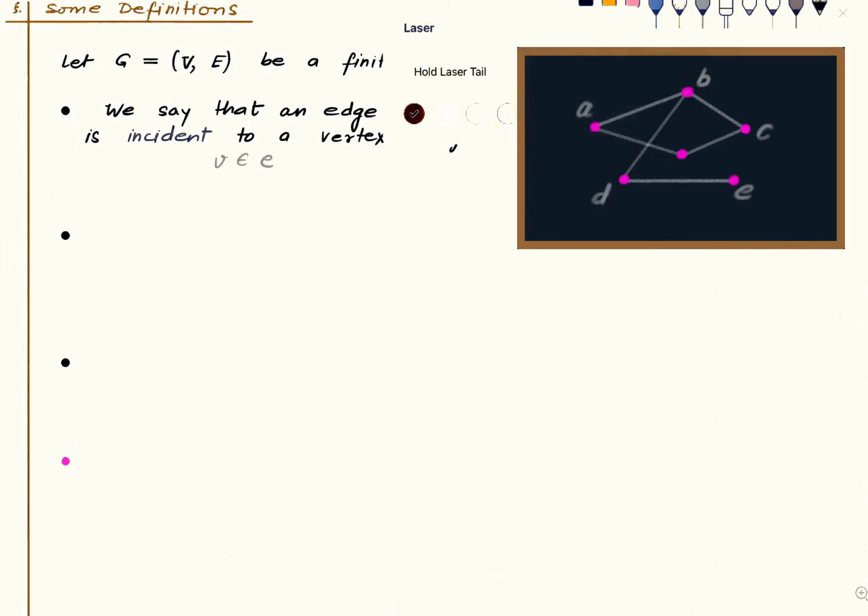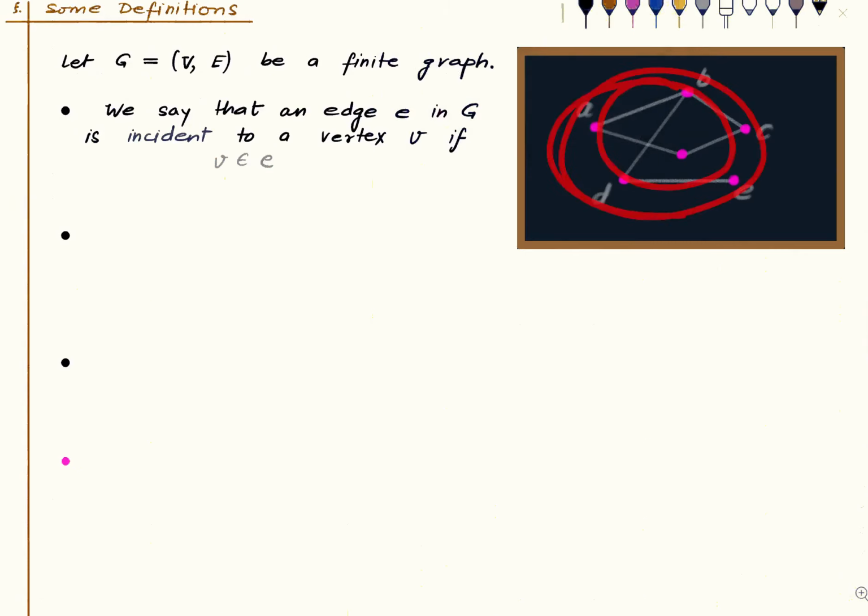So let's look at the graph drawn here. Suppose you have chosen this vertex A, then this edge is incident with the vertex A because an endpoint of this edge is the vertex A, while this edge is not incident with the vertex A. So that's the definition of incidence.